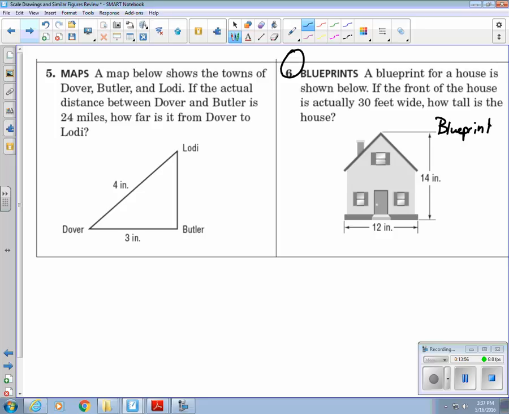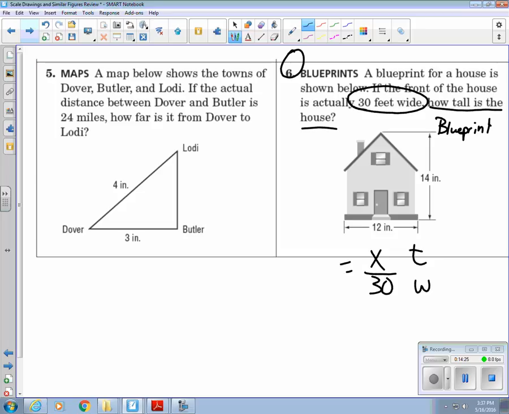All right, obviously a house is not really 12 inches wide and 14 inches tall. So what they want us to do is find out how tall the actual house is. They tell us it's actually 30 feet wide. When I set this up, I want to know how tall the house is in actual size, so x is what I'm looking for. What they did tell me about the actual house is that it's 30 feet wide.